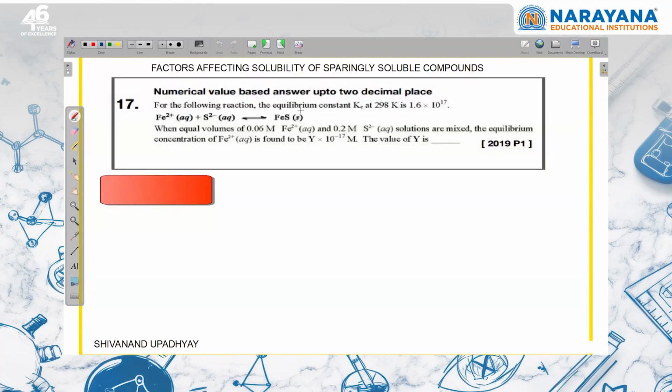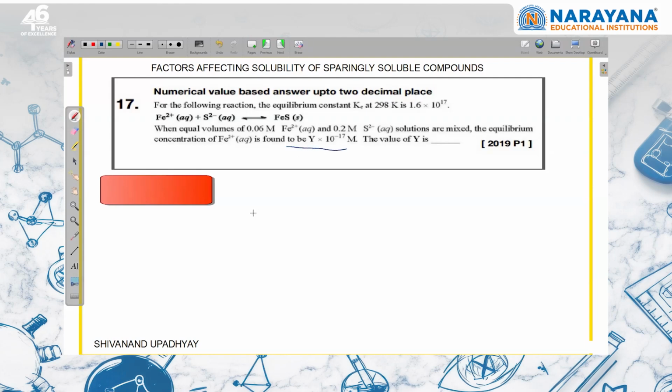For the following reaction, the equilibrium constant Kc is given. This is a JEE Advanced 2019 question. They are asking in the concept of pH. Fe2 plus and sulfide ion will form FeS. When equal volumes of 0.06 molar iron plus 2 and sulfide ion solutions are mixed, the equilibrium concentration of Fe2 plus ion is found to be this.